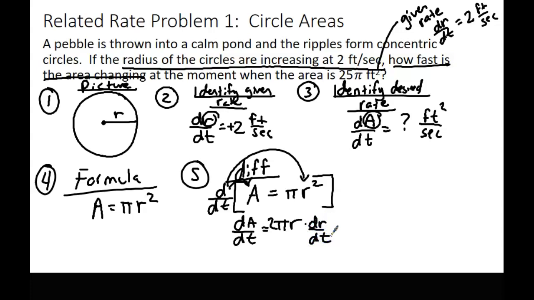So now I have a formula that shows the relationship not between A and r, but the relationship between dA/dt and dr/dt. Okay, so what does step 6 say? Plug some stuff in. Plug in whatever you can. Now, do I know dr/dt? What is it?